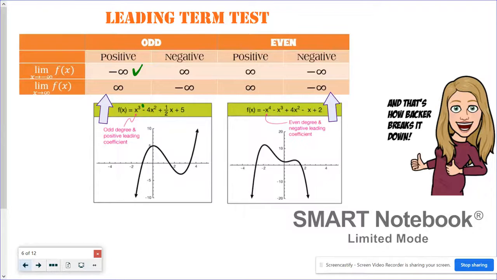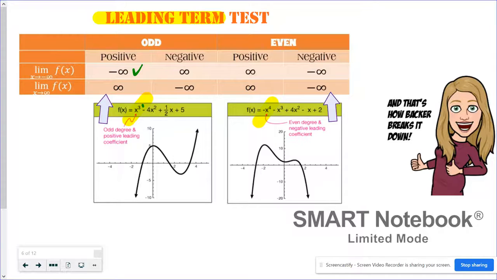I was talking about the leading term test for polynomial functions. The leading term is the term that has the largest exponent. So when our polynomial functions are written in standard expanded form, it's really easy to determine what the leading term is. Like this polynomial here has a leading term of x cubed. I can easily see that. And the second polynomial, the leading term is negative x to the fourth.